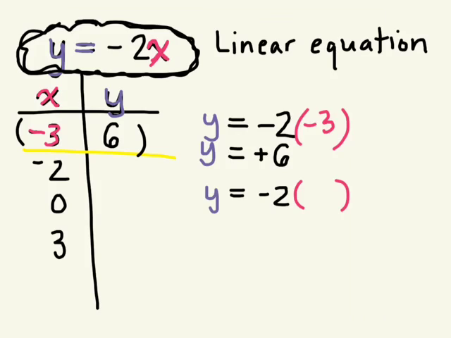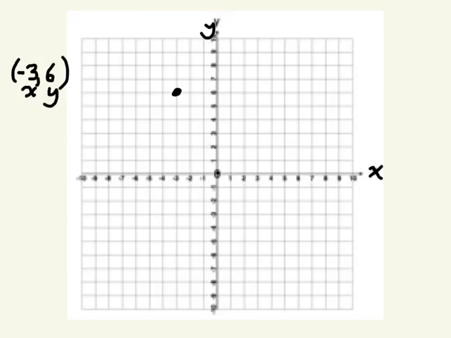It'll be -2 times -2, and a negative and a negative, again, make a positive. 2 times 2 is 4. So the next coordinate is at -2, +4. Good. So you go to the left 2 and then up 4. Excellent. 1, 2, 3, 4.